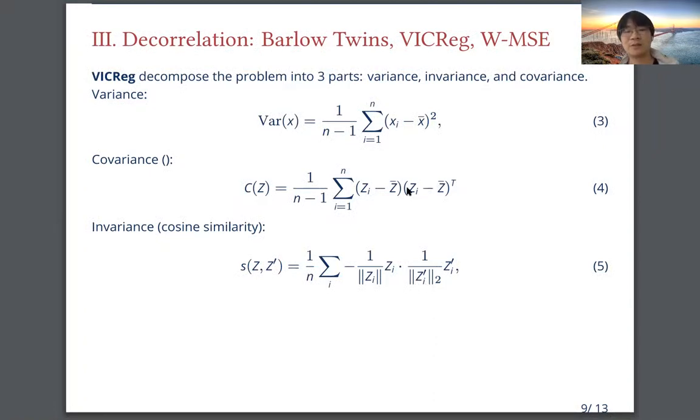And it can also achieve comparable performance with Barlow Twins. And in this paper, they also cite the variance loss is very essential, because without this variance, the model will collapse. And the invariance is to maximize the agreement between positive pairs.